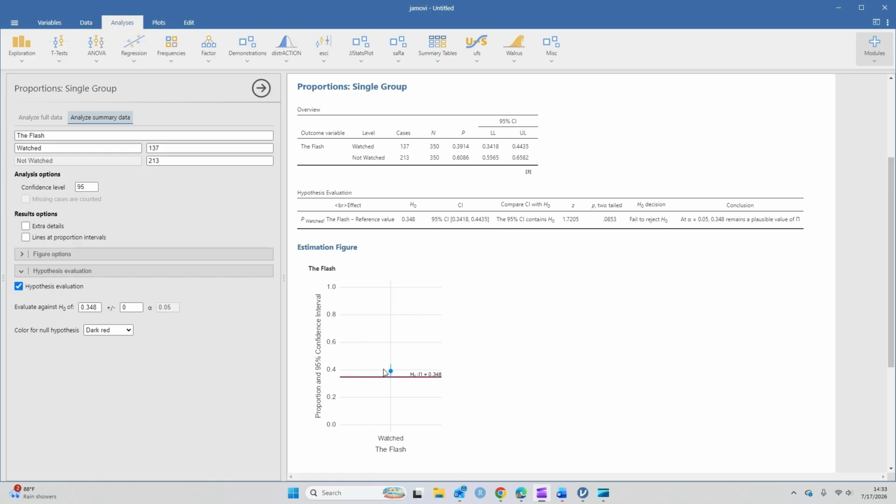Now, this is actually doing a two-tail test. So what I need is I need 5% in the lower tail and I need 5% in the upper tail. So to make this a one-tail test at the 5% level of significance, I need to change the confidence interval to 90%. If I do that, I can see that now the 90% interval does not contain the null. I should reject because it is not a plausible value.